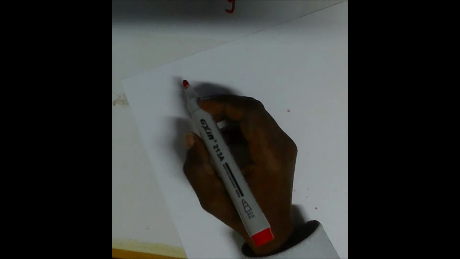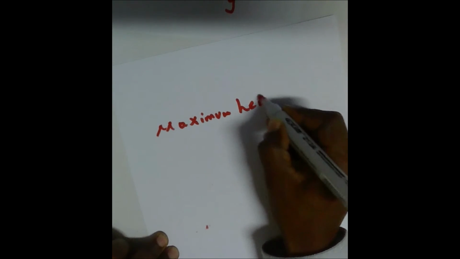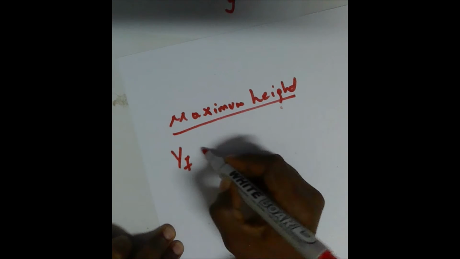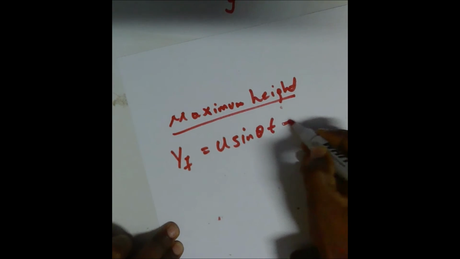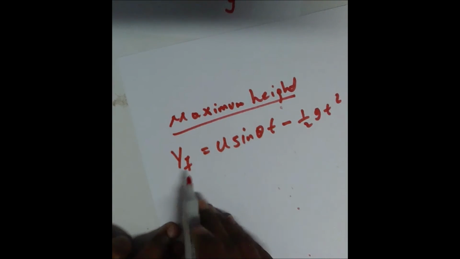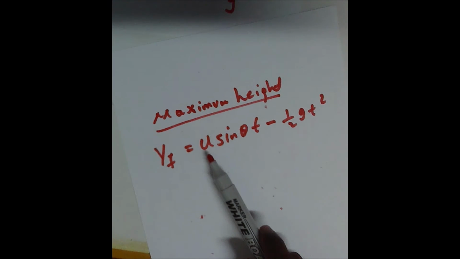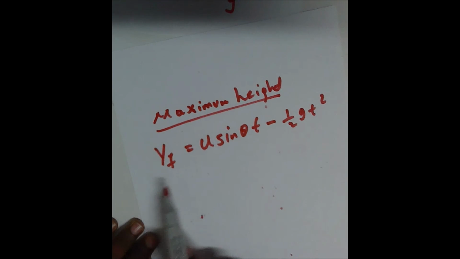Okay, now let's see the maximum height. For maximum height, we start from the formula y final is equal to u sine theta multiplied by time minus half g t square. We have seen this previously. Now let's substitute the values of t in each one of them for the y final at maximum height.